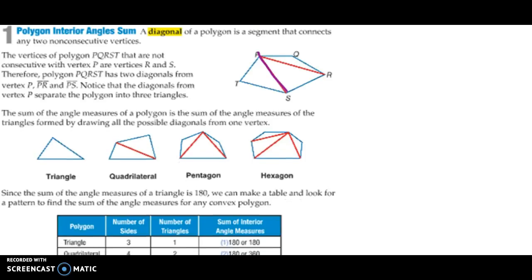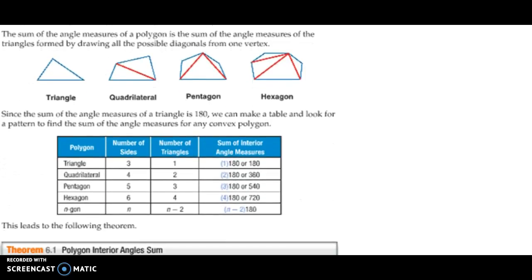So these diagonals help us because they form triangles in our polygons. Obviously in a triangle, there's one triangle. In a quadrilateral, there's one diagonal, so two triangles are formed. In a pentagon, there are two diagonals, so one, two, three triangles are formed. And essentially this pattern continues.